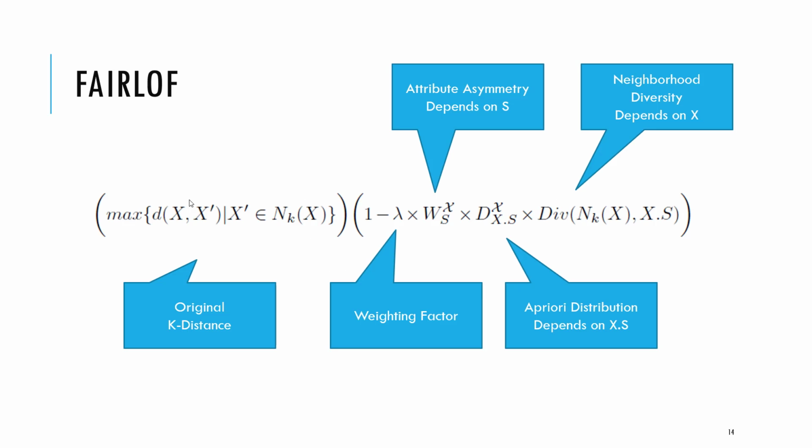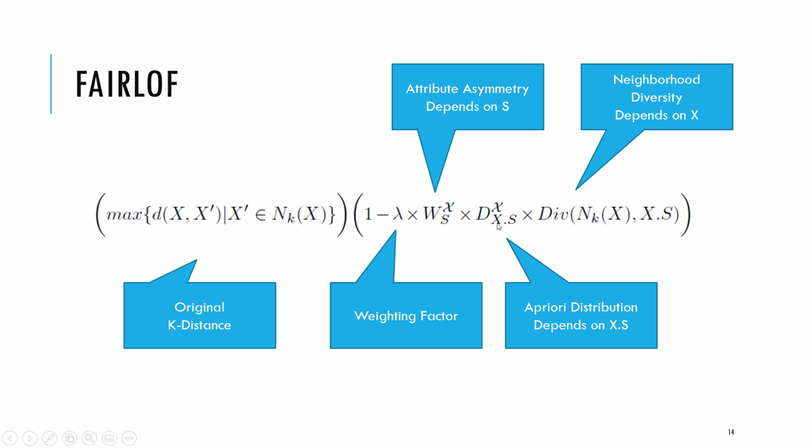So the fair LOF KNN distance computation looks like this. You look at the original K distance, that is what is shown on the left hand side, and then you weigh by this one minus lambda times, and lambda is a weighting factor. And the first thing is an attribute asymmetry. It depends on the attribute. It is scaling. Maybe the gender has a weight, ethnicity has a weight, etc.